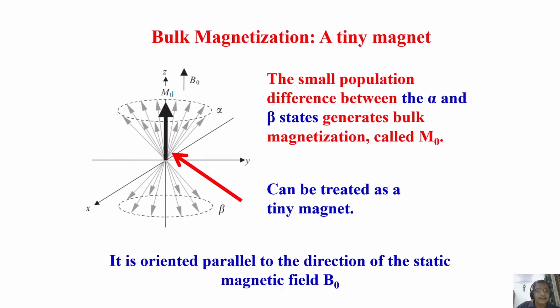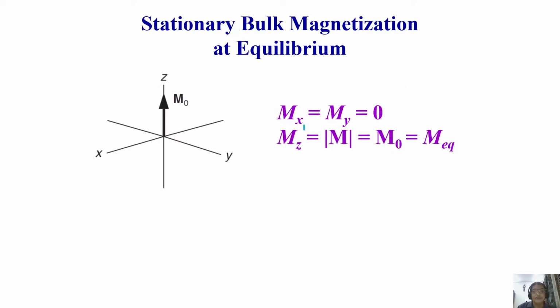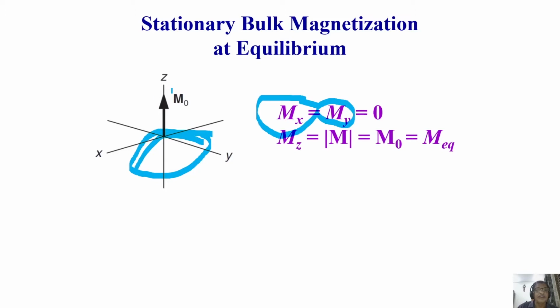We are talking about thermal equilibrium. In thermal equilibrium, because of the random phase approximation and all the vector addition we did, we have the magnetization along the z axis. This bulk magnetization is parallel to the static field and is also static. It is stationary even in thermal equilibrium. At thermal equilibrium, the Mx and My components of the bulk magnetization are zero. Even this bulk magnetization I can resolve into x and y components, and they are zero. We only have M0 and it is stationary.